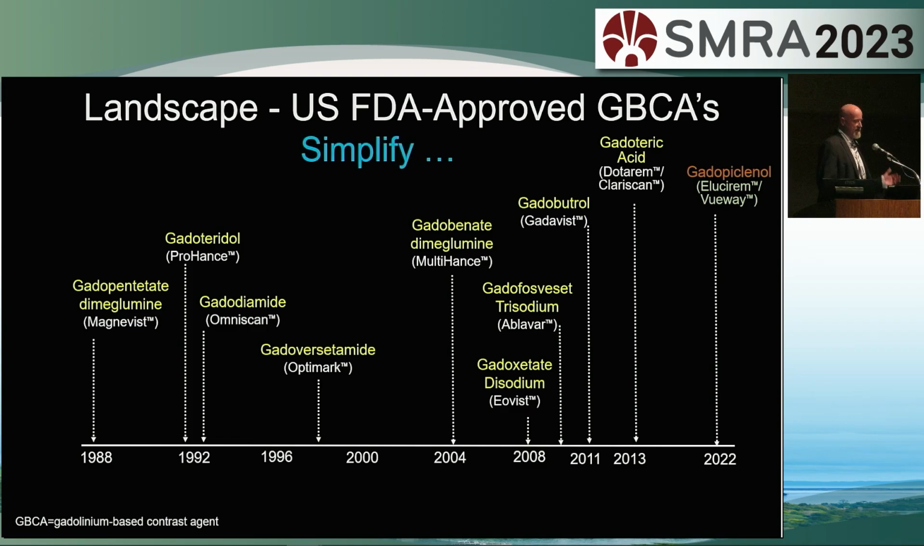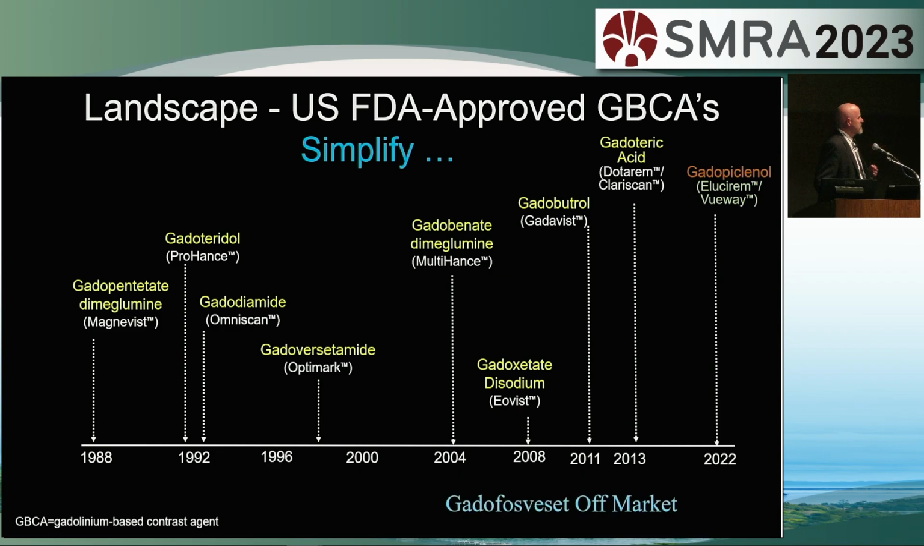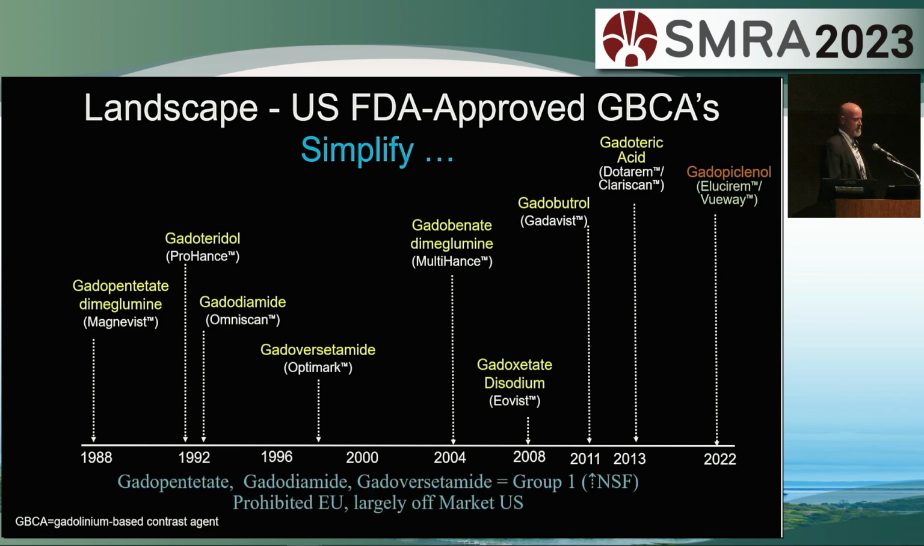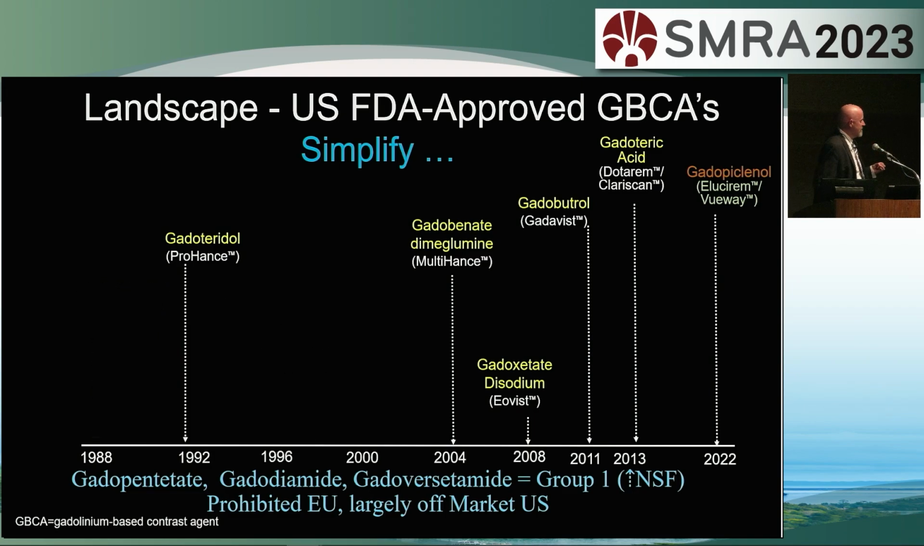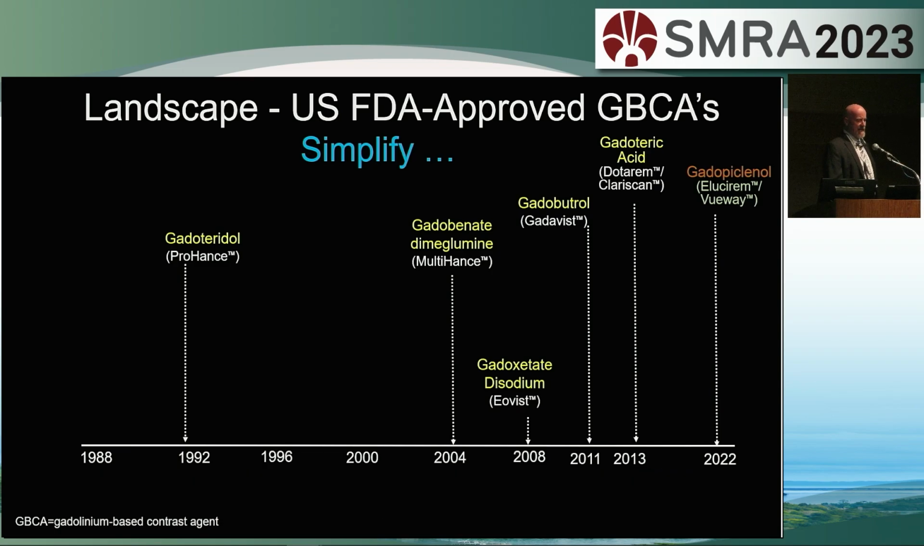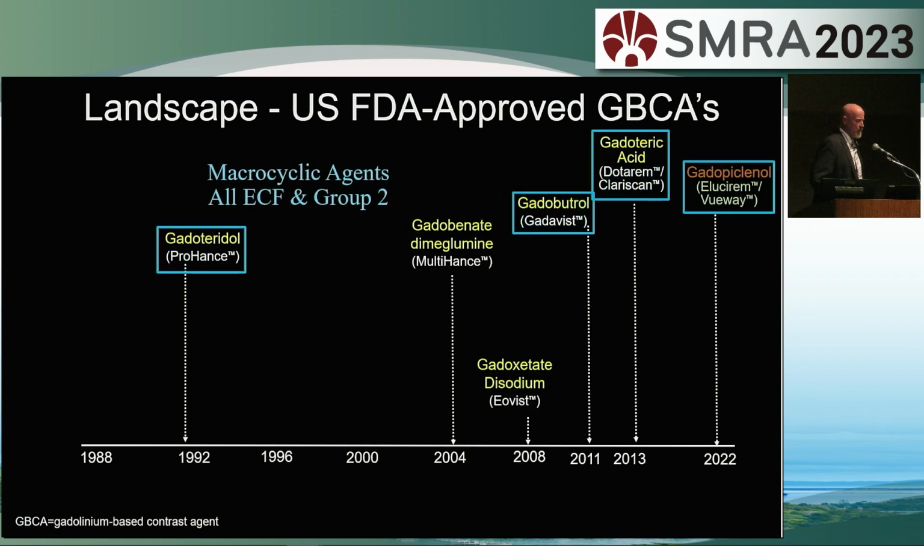Now, we can make this a little bit simpler because, as much as in the society we might have loved Ablavar or gadofosveset, it's off the market. Gadopentetate, gadodiamide, gadoversetamide are all group 1 agents, which are more associated with NSF, which we'll briefly touch on, and they are no longer available in the EU, and by and large, not really being used here in the US anymore.